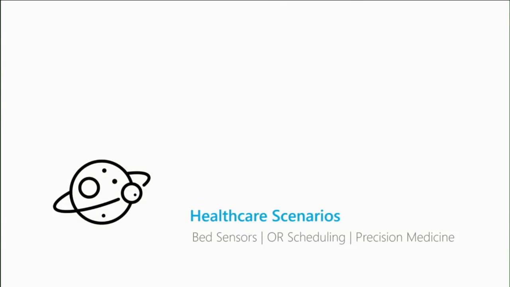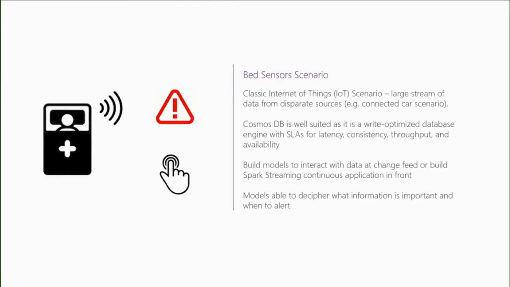So diving into healthcare solutions and how Cosmos DB with Apache Spark can deliver different insights and what kind of use cases it can open up. Some of the things to think about are the bed sensor scenario. So imagine if you had a bunch of beds in a hospital, and all are collecting a lot of sensor information. What kind of application can you have on top of that? This is your classic and canonical IoT scenario.